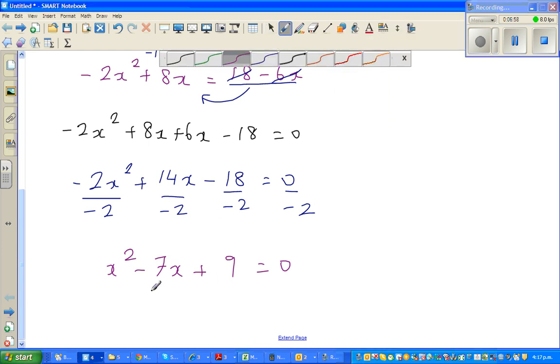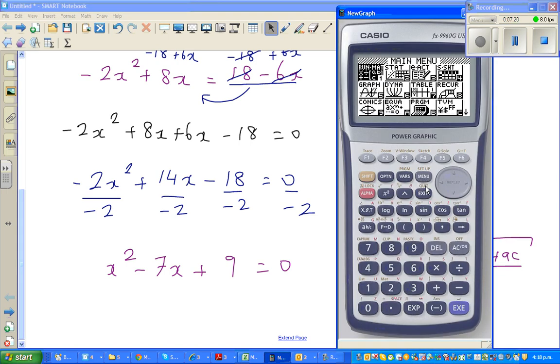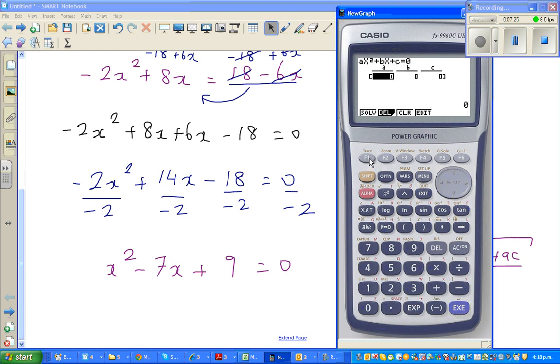Okay, so now you have to find the two factors of this, and you can use the quadratic formula, which is x is minus b plus or minus square root of. Without the calculator, you cannot find two factors of 9 which give you negative 7. You have to use the quadratic formula, or you can use the calculator. Go to equation, polynomial and second degree. So you type in 1, negative 7, and 9, just like that. And then you go to solve.